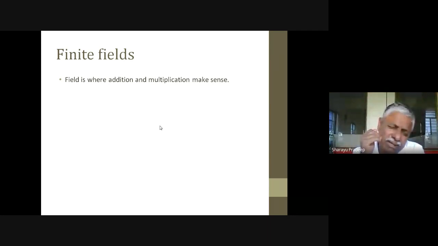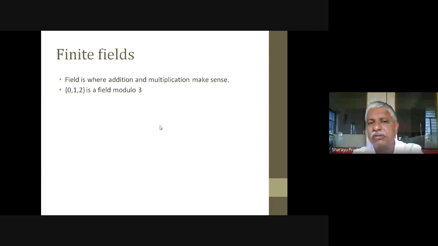But instead, I'll just give you a very quick, one minute crash course on fields. A field is a place where addition and multiplication both make sense, and the inverse of multiplication, division, also makes sense except for 0. Such a thing is called a field. For example, we are all familiar with 0, 1, 2. This is a field modulo 3. Modulo 3 means, for example, 2 plus 1 is 3, 3 divided by 3, whatever is the remainder, 0. So 1 plus 2 is 0.